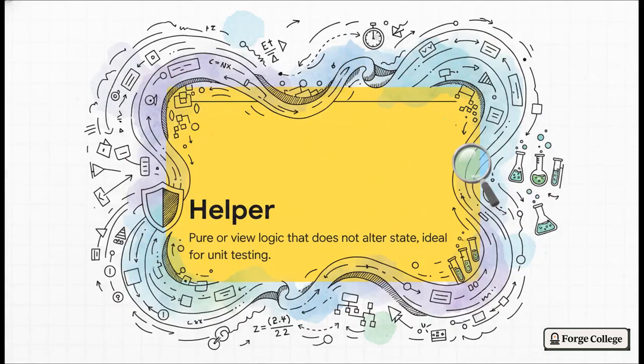Next, we have the helper. Honestly, helpers are a blockchain engineer's absolute best friend. They handle all the complex math and internal logic without ever touching the blockchain state. Because they're pure or view functions, executing them costs absolutely zero gas. Zero! This makes them incredibly fast and totally painless to stress test off-chain with thousands of automated unit tests.